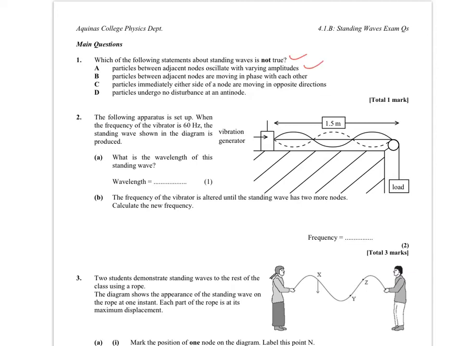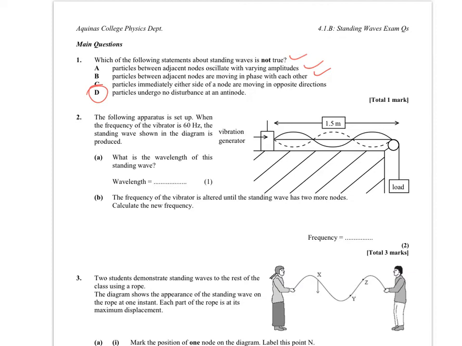And we're happy with B. The particles immediately either side of a node are moving in opposite directions. Well, that must also be true. These particles have just travelled up to get there, these particles have just travelled down to get there, so we're happy again with C. The particles undergo no disturbance at an antinode. Well, that one is wrong. Antinodes, remember, are maximum displacement, so we're going to say D.